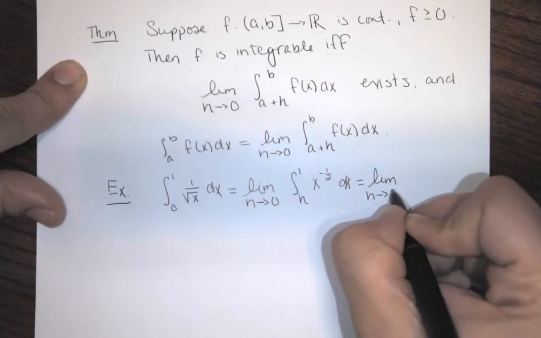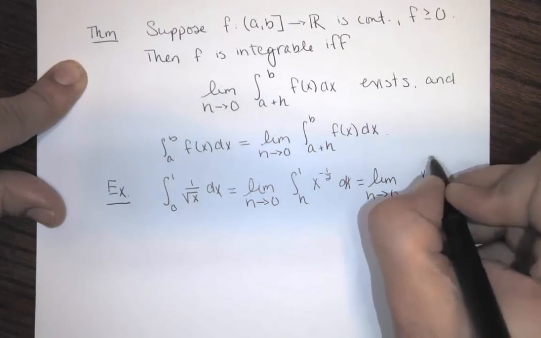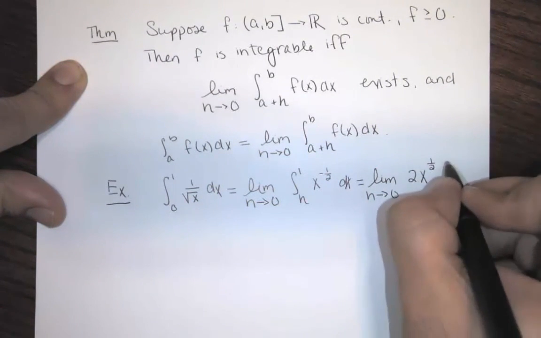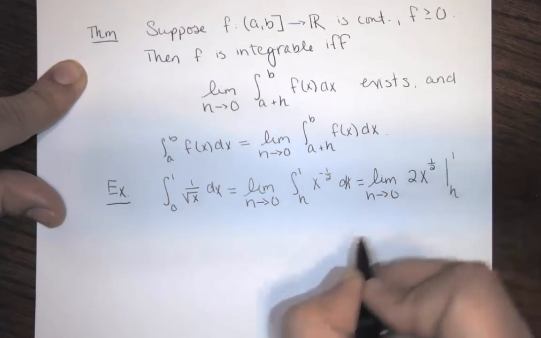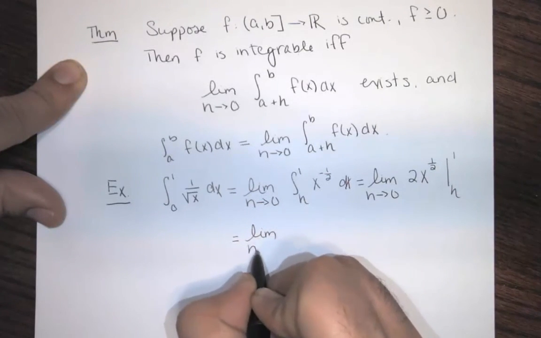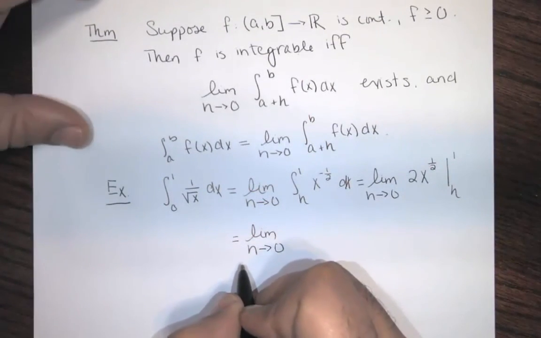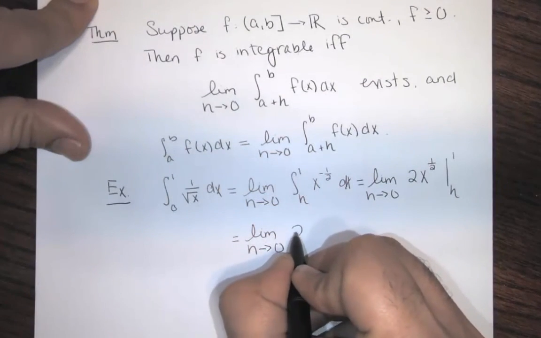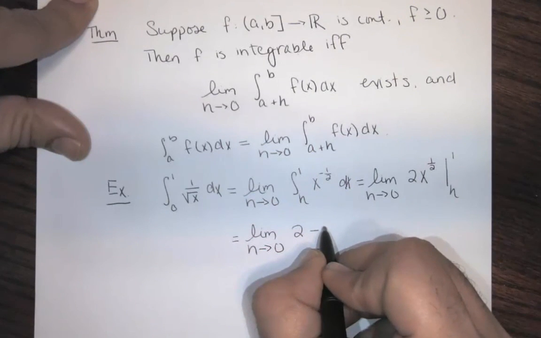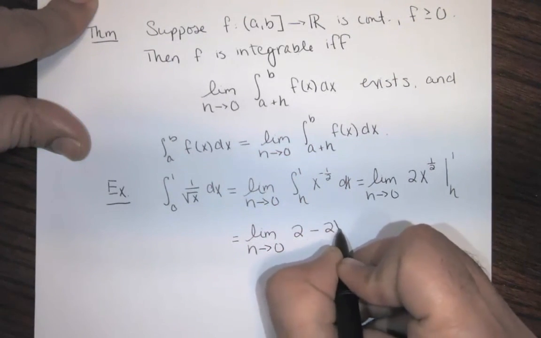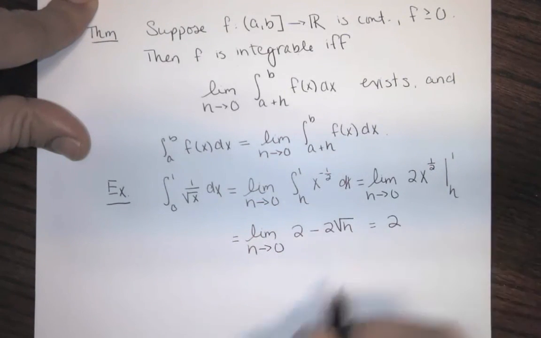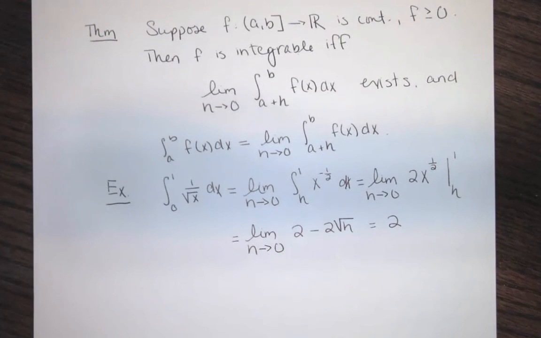And that equals the limit as h approaches 0 of x to the 1/2 times 2, from h to 1, which is the limit as h approaches 0 of 2 minus two times the square root of h, which equals 2 as h approaches 0.